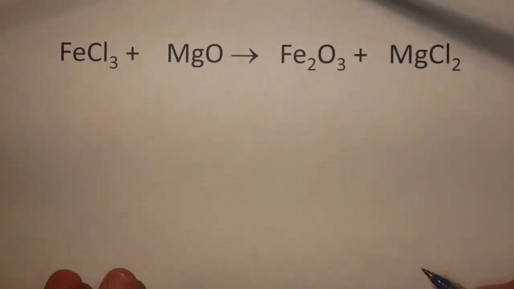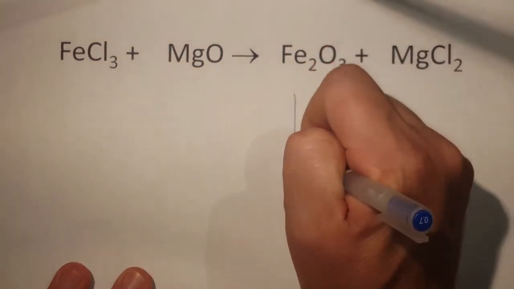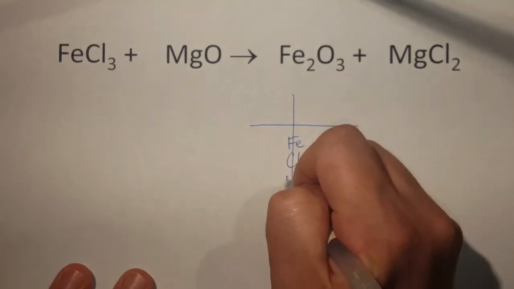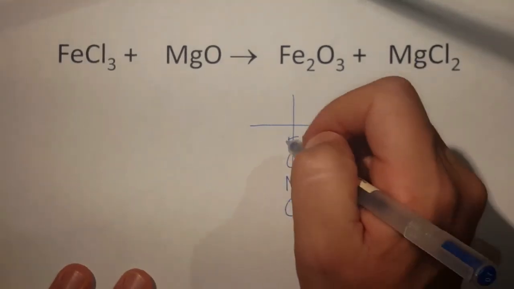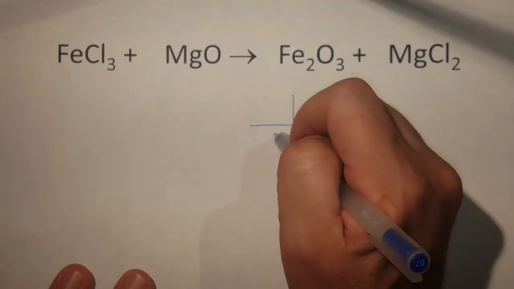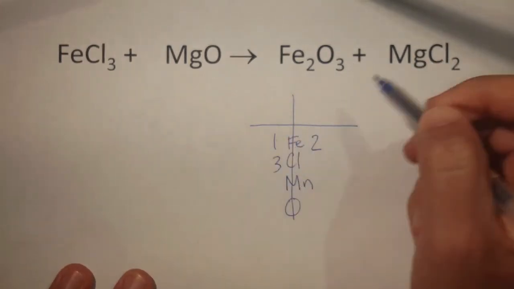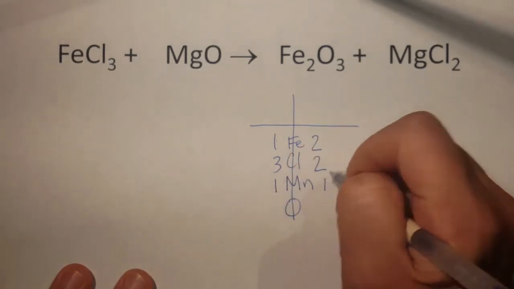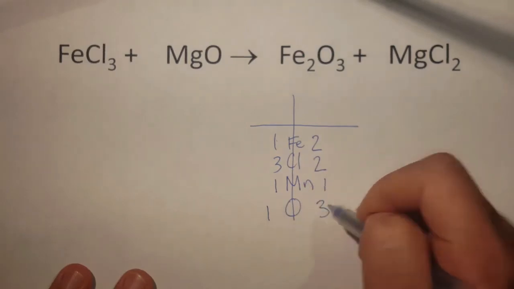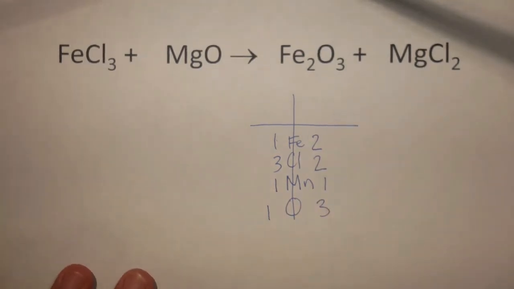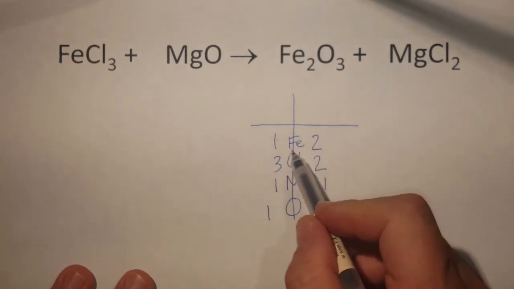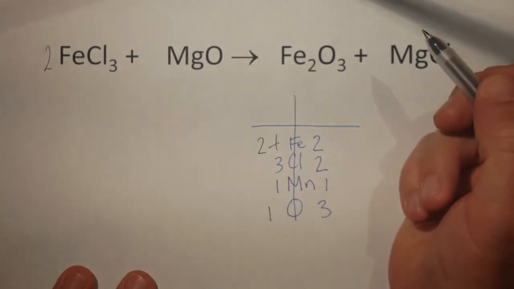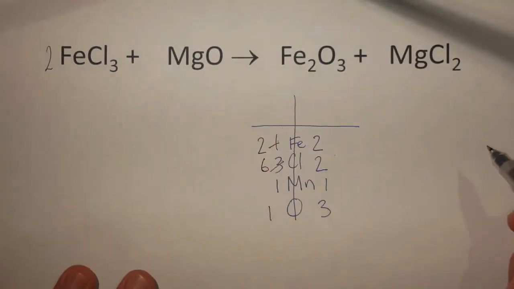Okay, one final example. Fe, Cl, Mg, O. I count the atoms on each side. First thing I need to do is balance Fe. To do that, I need to put a 2 here, and I'll change that to 2. But that also changes my number of chlorine to 6.